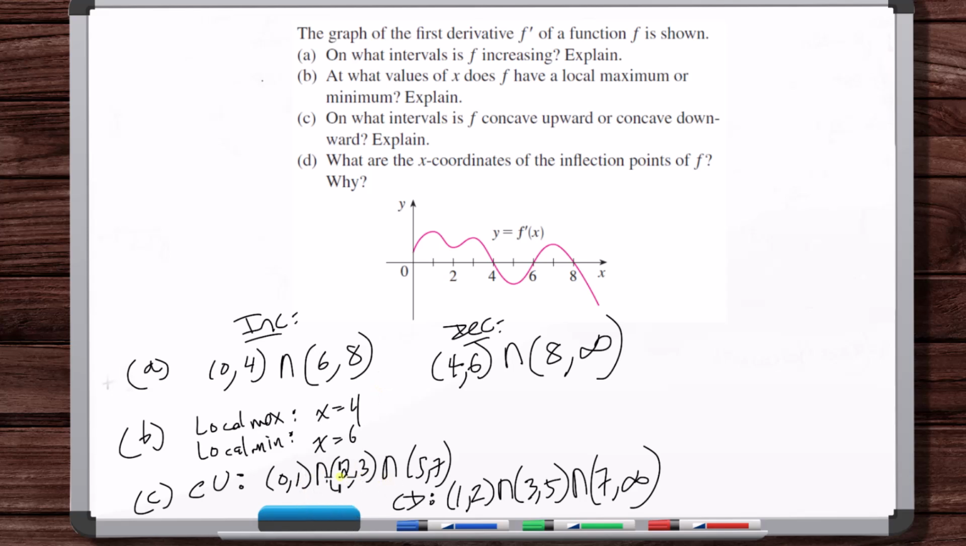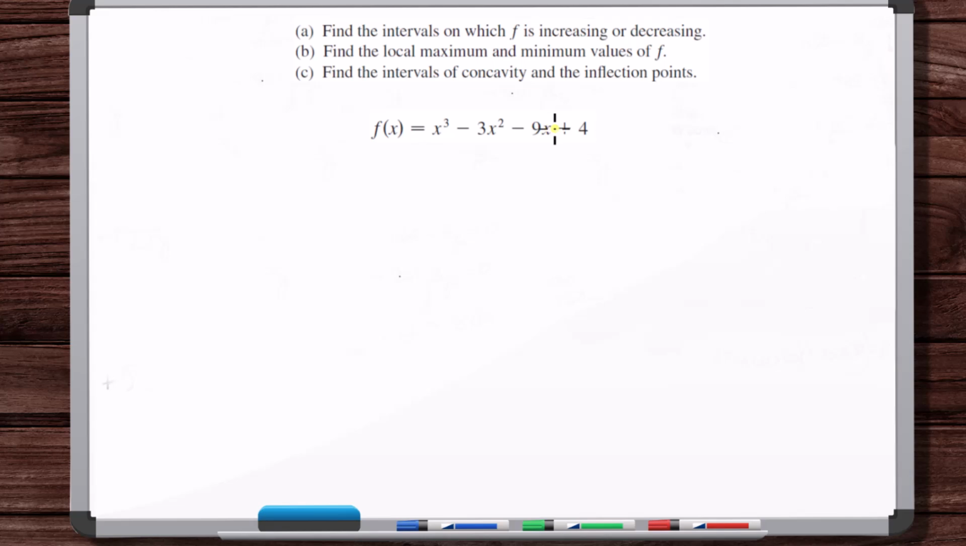Well, look, we just did this. So you switch from concave up to concave down. It was here, here, here, here, and here. So those are the inflection points. X is equal to 1, 2, 3, 5, 7. There's 5 inflection points.